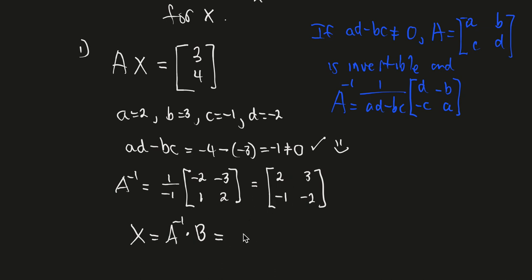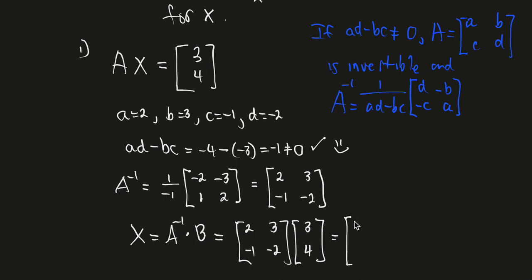So here is the A inverse. So 2, 3, -1, -2, and then B is that column of entries 3 and 4, right? And now we do our matrix multiplication. We see that everything is compatible. So the first entry in our answer is, so we'll have 6 plus 12, and then minus 3 minus 8. So negative 3 minus 8. So our answer is 18, negative 11. Right?